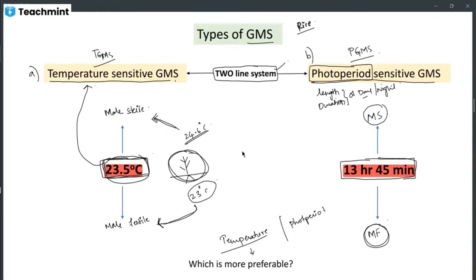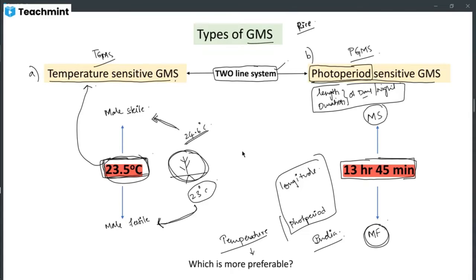Because the variation in the length or duration of your day and night only varies with your longitude, which is not possible in India. But in India, we also know that it has a wide range of temperature, because temperature generally varies with your latitudes.